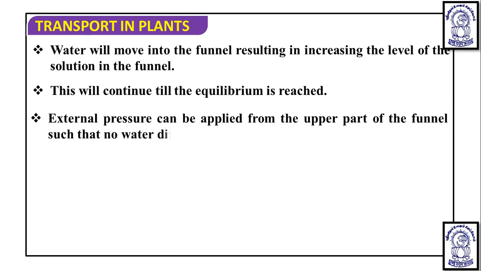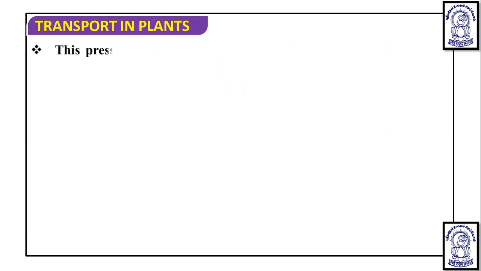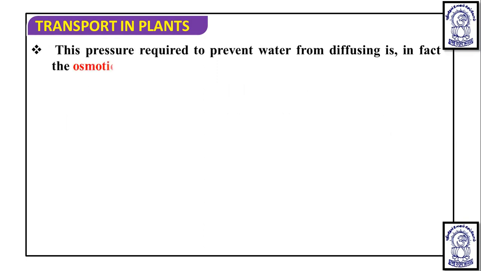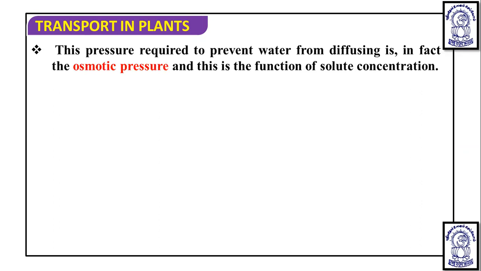Now to prevent the entry, external pressure is applied from the upper part of the funnel such that no water diffuses into the funnel through the membrane, and that pressure is known as osmotic pressure. This pressure is required to prevent water from diffusing in. In fact, osmotic pressure is a function of the solute concentration. So if we talk about the cell, when the entry of water stops, we can say that osmotic pressure has been reached. If the concentration of solute in the cell is more, more water entry will occur and more osmotic pressure will be required.